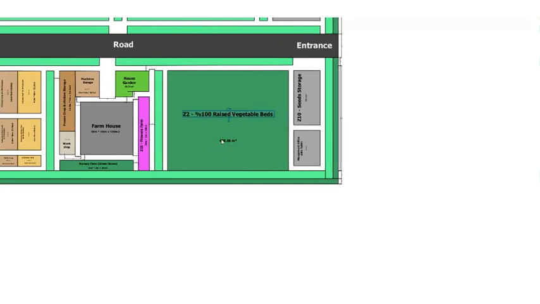Raised vegetable beds. The area of it is about 438 square meters, to cultivate many kinds of vegetables for market. This is zone two.